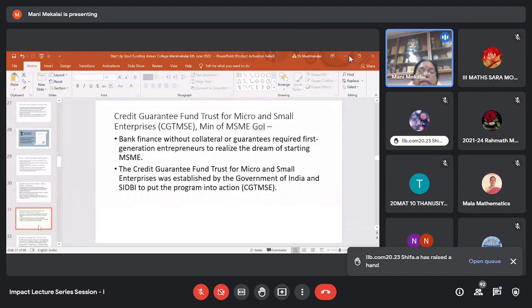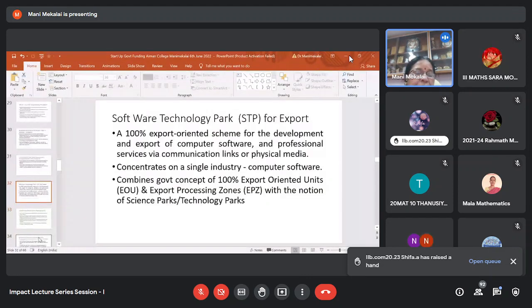And you also have a credit guarantee fund trust for micro and small enterprises, where bank finance is available without collateral or guarantees required. First generation entrepreneurs can realize the dream of starting an MSME. So basically, to provide credit guarantee where I don't have any guarantor, the government is coming forward to give the guarantee. The credit guarantee trust for micro and small enterprises is established by the Government of India through SIDBI, the Small Industries Development Bank of India.